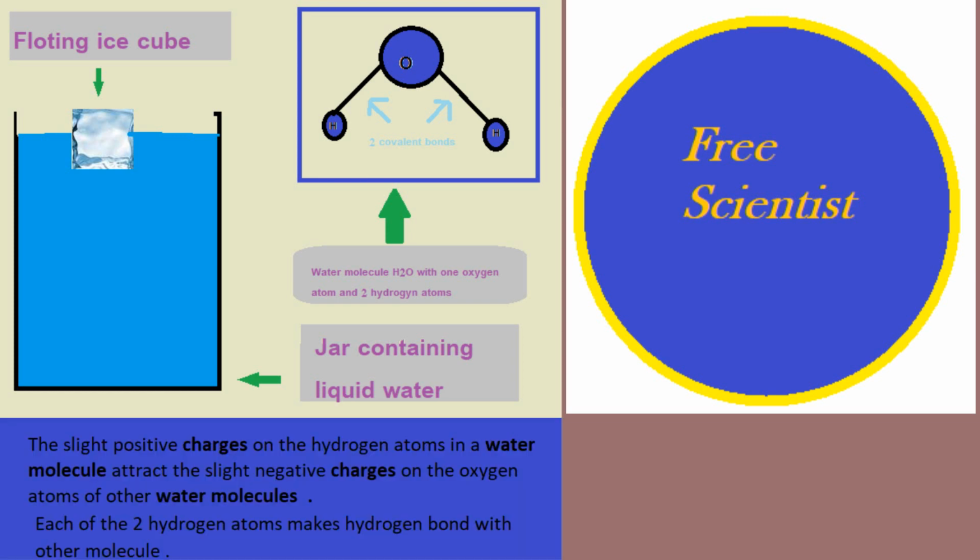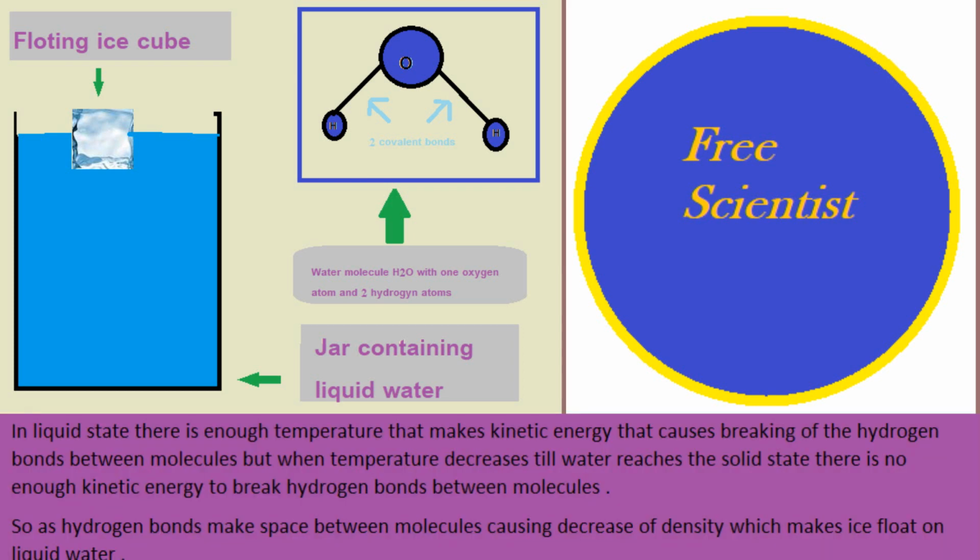The slight positive charges on the hydrogen atoms in a water molecule attract the slight negative charges on the oxygen atoms of other water molecules. Each of the two hydrogen atoms makes a hydrogen bond with another molecule. In the liquid state there is enough temperature to produce kinetic energy that causes breaking of the hydrogen bonds between molecules, but when temperature decreases until water reaches the solid state, there is not enough kinetic energy to break hydrogen bonds between molecules.